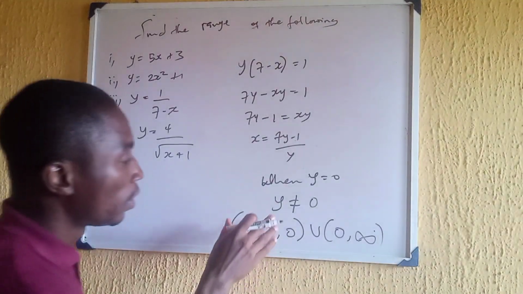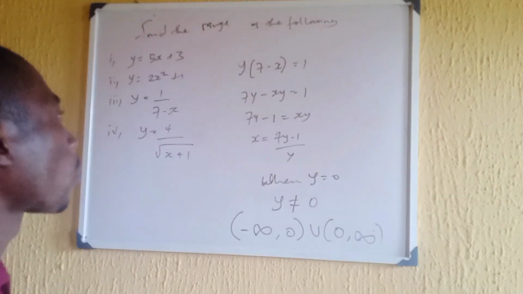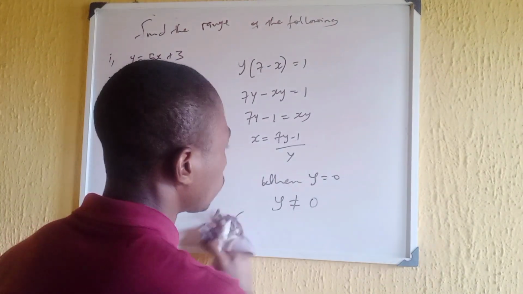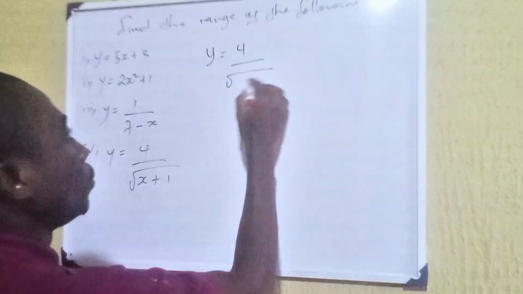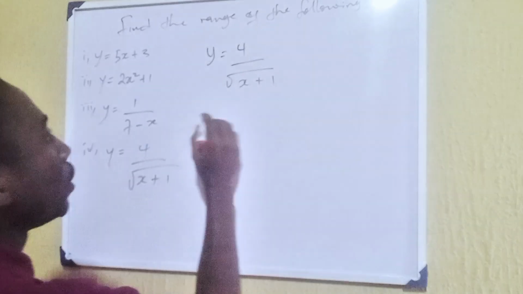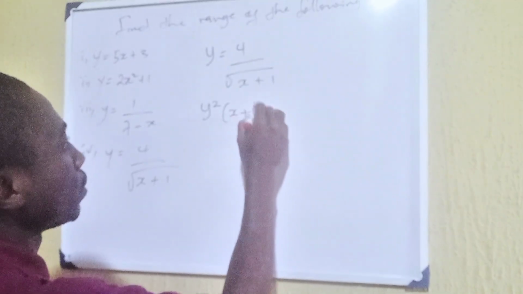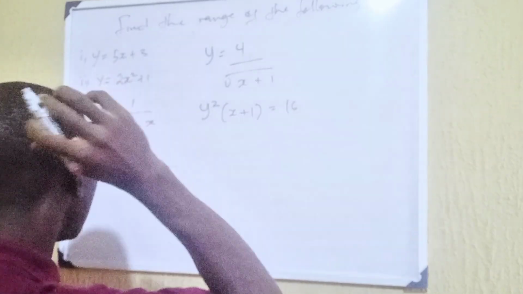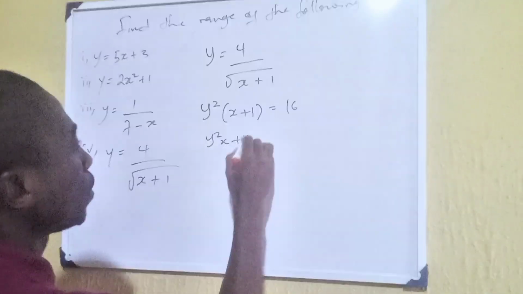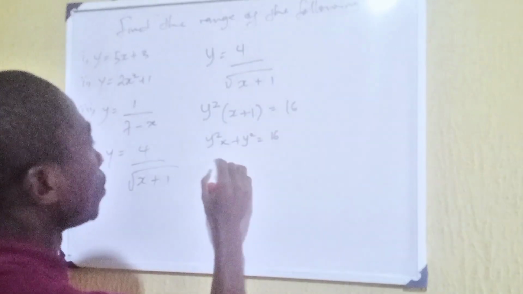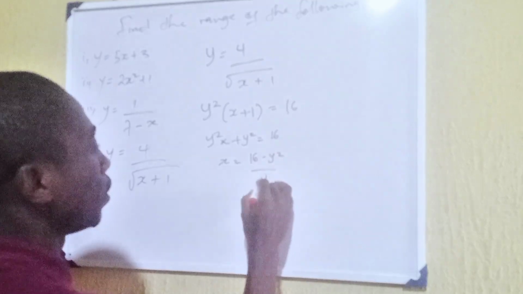So any number can be the range except 0. Now the last one, we have y equal to 4 over root x plus 1. Making x the subject of the formula, we have y squared times (x plus 1) equal to 16. Then we'll have y squared x plus y squared equal to 16. We're having x equal to (16 minus y squared) over y squared.